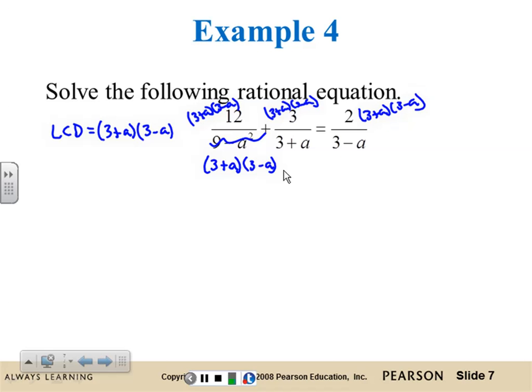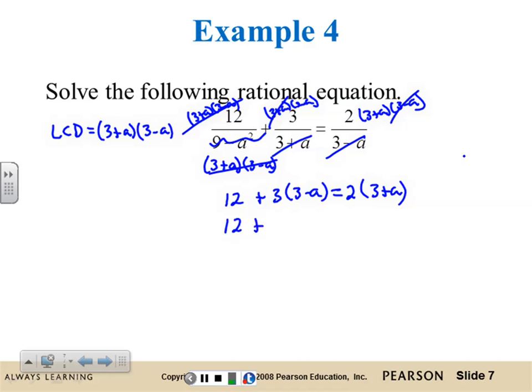Okay. So here, the 3 plus a, 3 minus a cancels out all of this, so there's nothing left to multiply. I just have 12. Plus, the 3 plus a cancels out the 3 plus a, and I have 3 times 3 minus a, if you could read that. And then equals, the 3 minus a cancels out the 3 minus a, and I have 2 times 3 plus a left. Now, if you want to go ahead and distribute here, you can. I just wrote it down so it'd be easier for you to see.